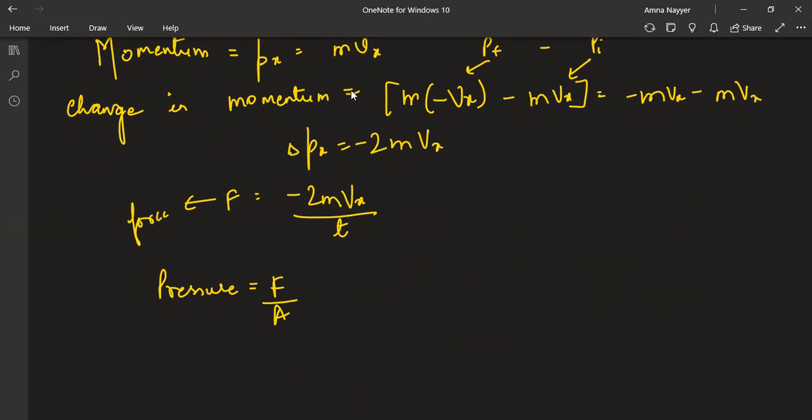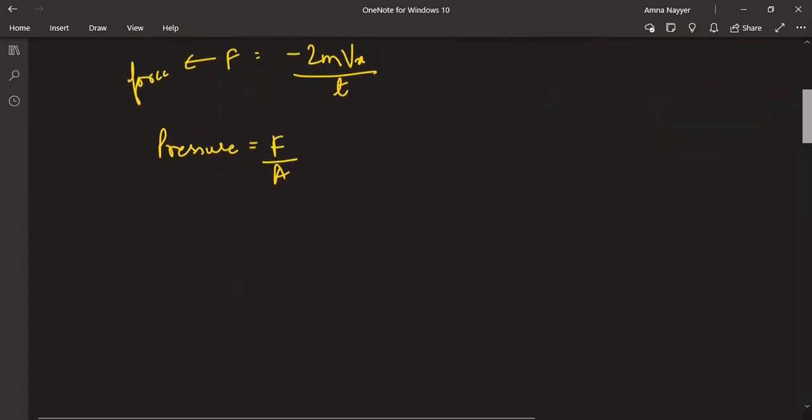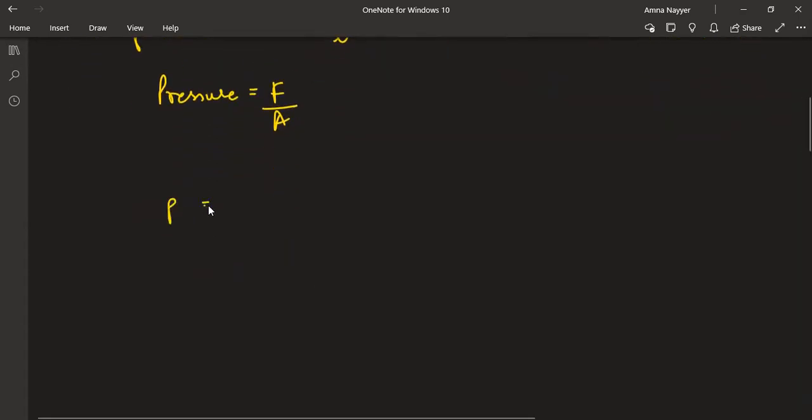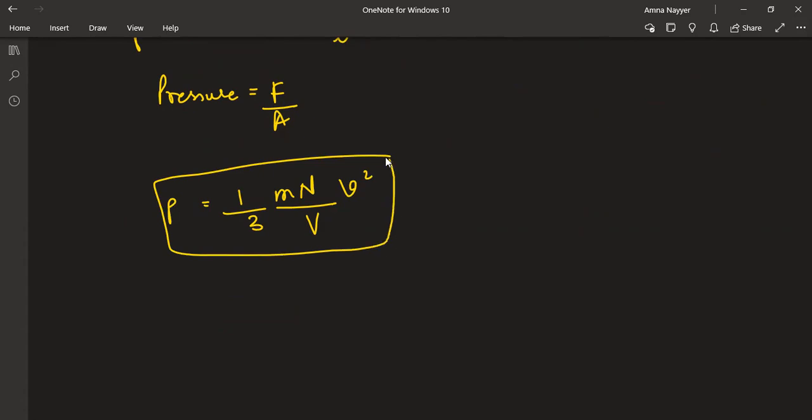See, I calculated momentum. Force is momentum by time. So I got the value of force. Now I want to find out the value of pressure, and pressure is force per unit area. So the ultimate formula is 1/3 and just remember this, you have to remember. I'll tell you the meanings of each term. V square, this is the pressure exerted, actual pressure exerted. This is the formula that you have to remember, because we'll be using this formula to find out the root mean square speed also, and the final formula.